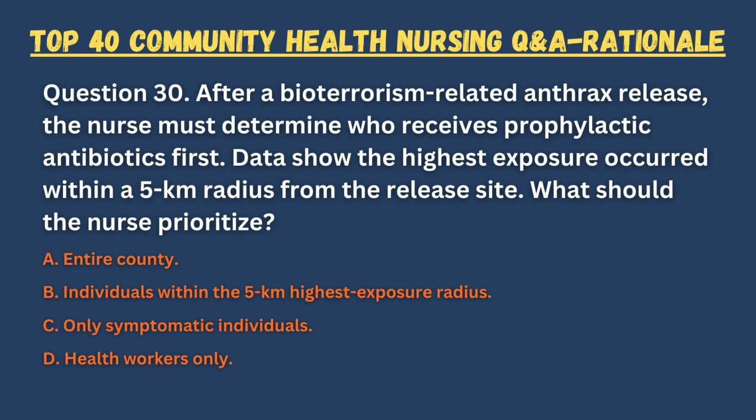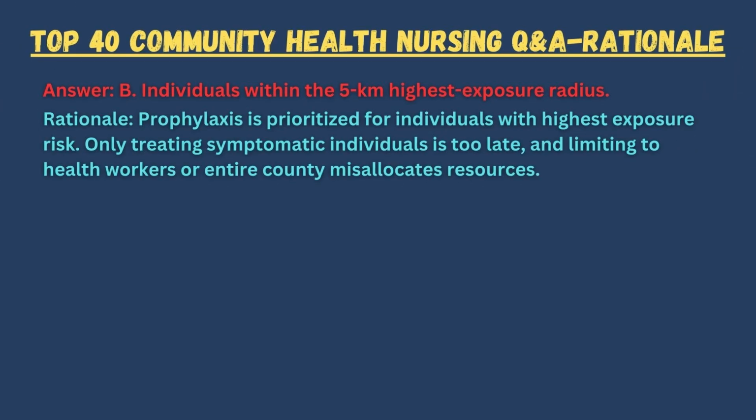Question 30. After a bioterrorism-related anthrax release, the nurse must determine who receives prophylactic antibiotics first. Data show the highest exposure occurred within a 5 kilometers radius from the release site. What should the nurse prioritize? A. Entire county. B. Individuals within the 5 kilometers highest exposure radius. C. Only symptomatic individuals. D. Health workers only. Answer. B. Individuals within the 5 kilometers highest exposure radius.